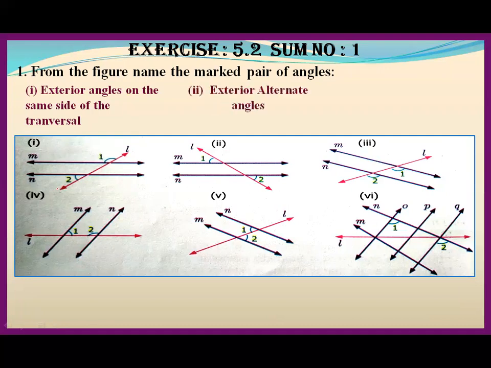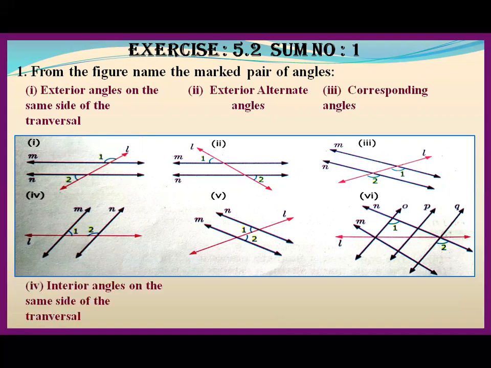Now let's move into the next one. 1 and 2 again are exterior and they are on either side of the transversal. So they are called alternate angles, exterior alternate angles. Next, in the third one, you can see one interior, one exterior, and they are on the same side of the transversal. So they are corresponding angles.